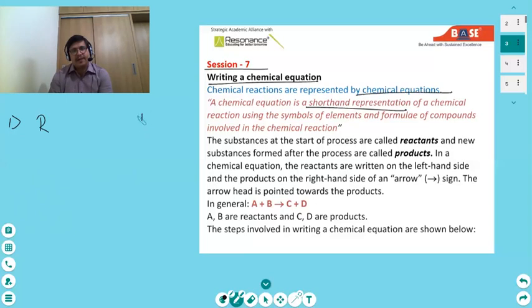Suppose this is a reactant and this is the product. If I write like this, it means the reaction is unidirectional. It is moving in one direction. When it moves from reactant to product, we call it a forward reaction.